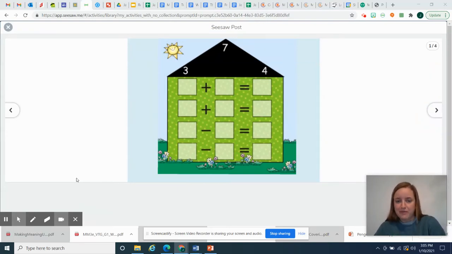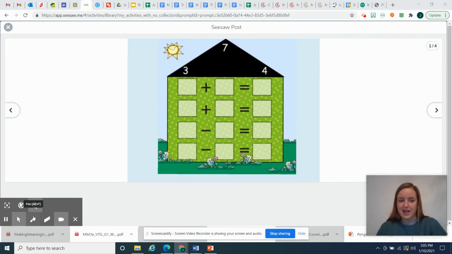We are ready to start one of my favorite math concepts ever. We are ready to learn what a fact family is. I'm going to say it again, fact family. So in a fact family, we have 3 numbers, but 4 math problems. Sometimes we think about it like a mom, a dad, a brother, and a sister.